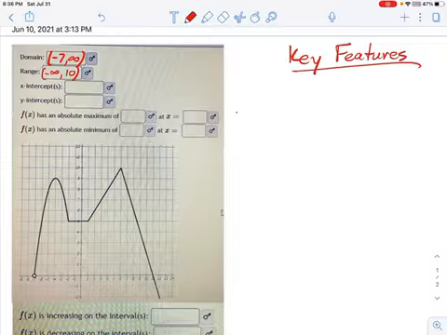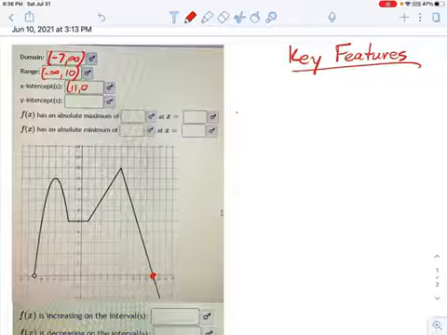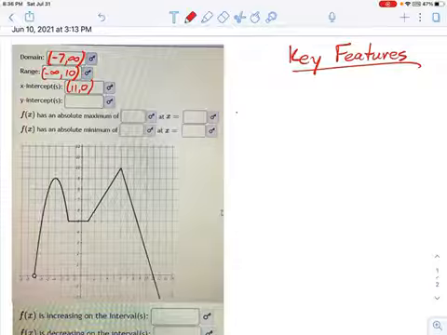X-intercept is pretty obvious right there. Okay, that's 11, 0. Is there another one? Right? You might be thinking about this because it looks like it touches the x-intercept, but remember that's a hole, and holes are not intercepts. They're kind of like the opposite. It's a place where the function does not exist. The y-intercept is very obvious. Okay, 0, 5, right here.